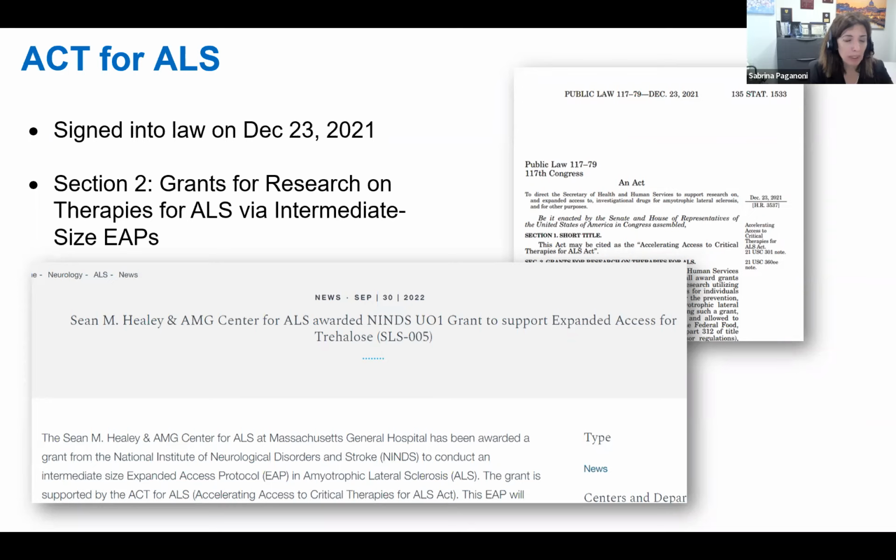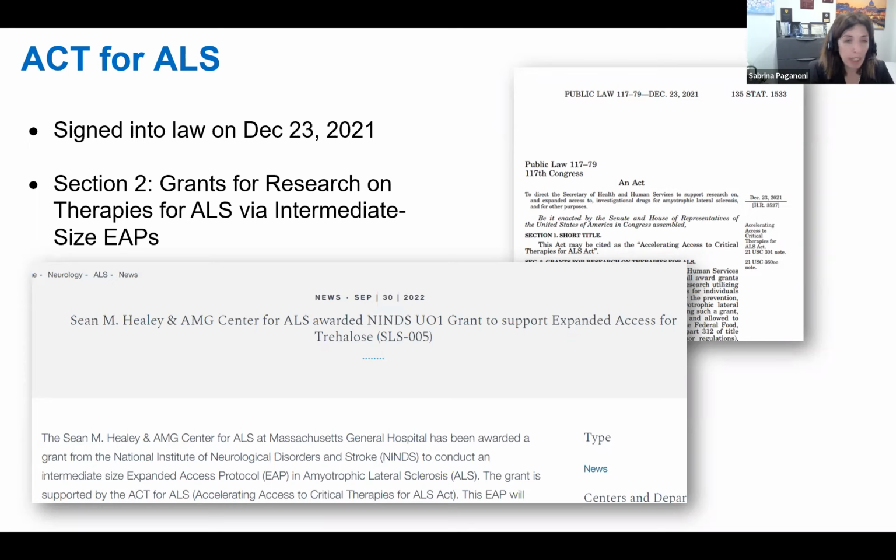And so the opportunity came with a new law, Act for ALS, that was signed at the end of December of 2021. Now, the law has different sections and calls for several initiatives and strategic partnerships, both at the FDA, the NIH, and in partnership with different stakeholders. There is one specific section of the law that allows for grants for research on treatments for ALS.